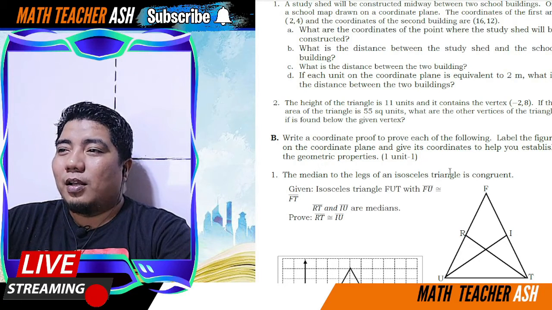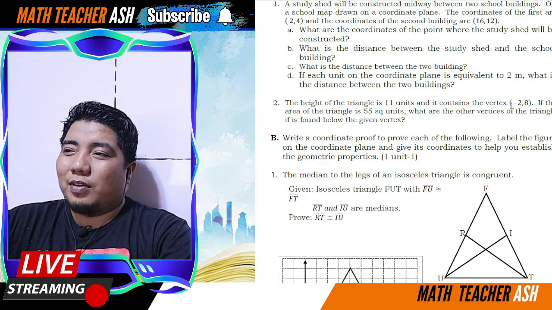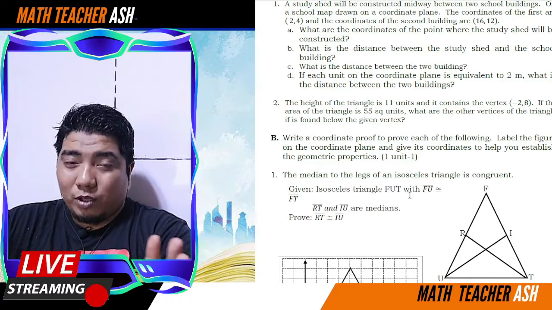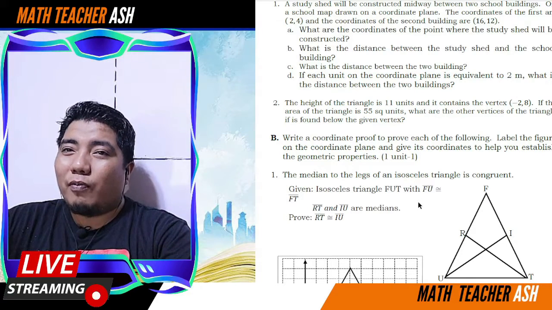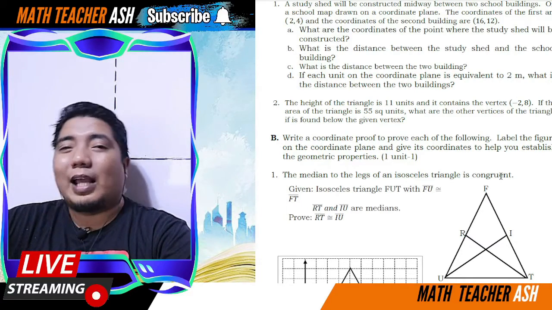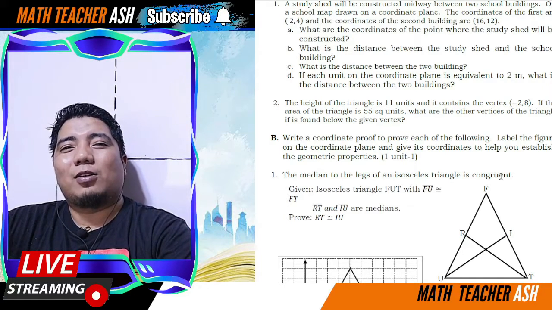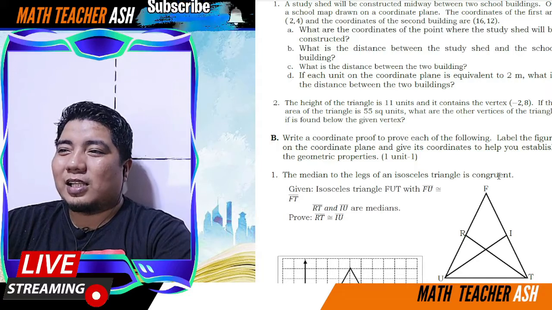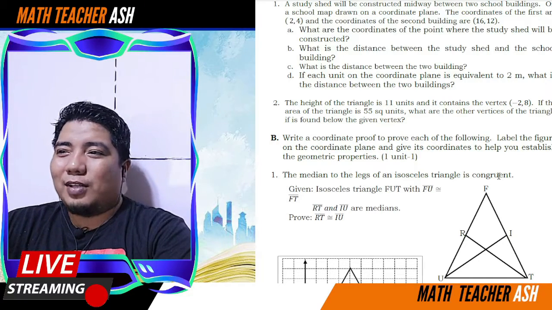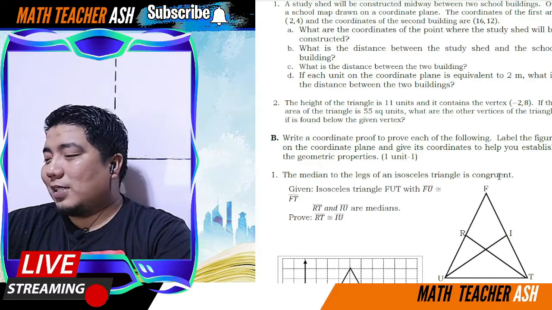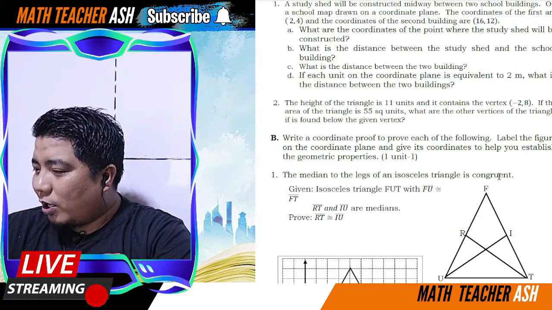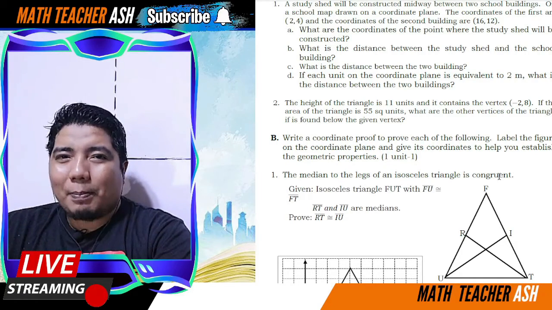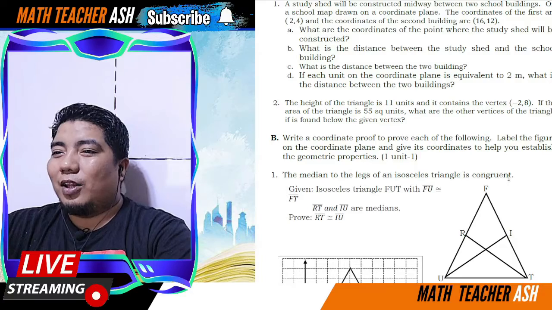So from the bottom of -2, 8, 11 units below, you can move 10 units to the right or 10 units to the left. Depende kung ano yung sagot ninyo. And that is the next vertex of the triangle. Okay, so that's it. Kukunin nyo lang ang coordinates. Napakadali lamang po, my dear math learners.